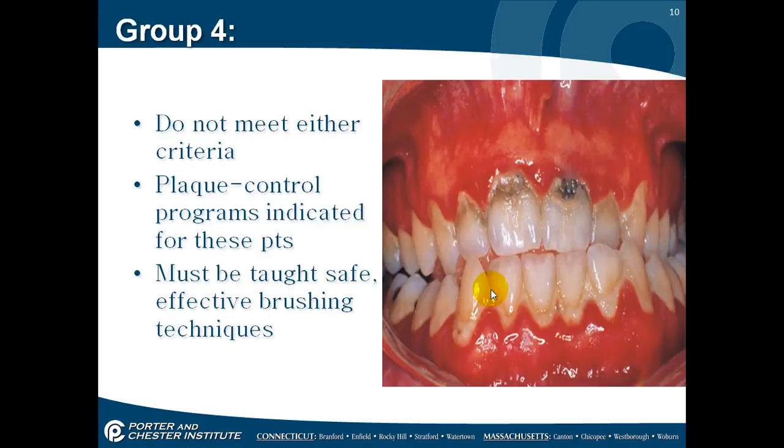Group 4. They do not meet either criteria. Plaque control programs are indicated for these patients. They must be taught safe, effective brushing techniques.